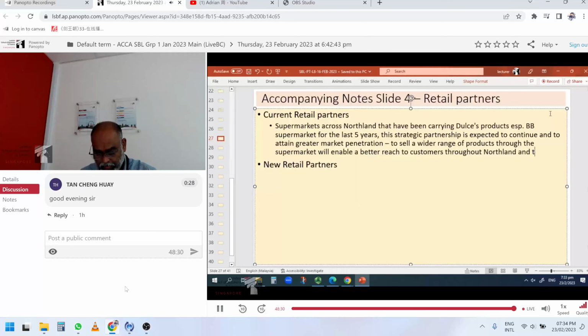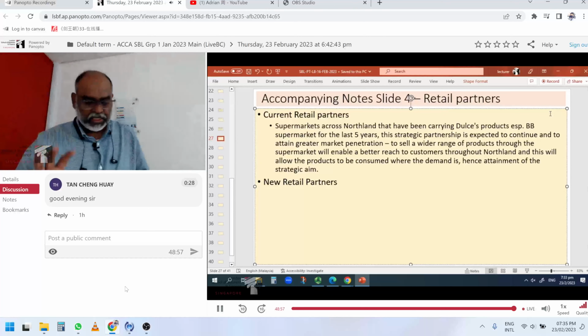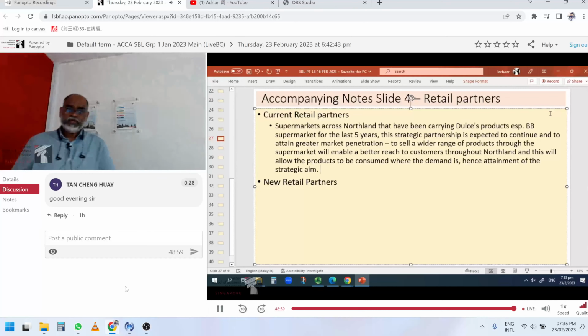and this will allow the products to be consumed where the demand is, hence attainment of the strategic aim. Strategic aim is simple. That means where people demand the product must be available there, right? So since we are using the supermarket, that will give us a bigger reach.